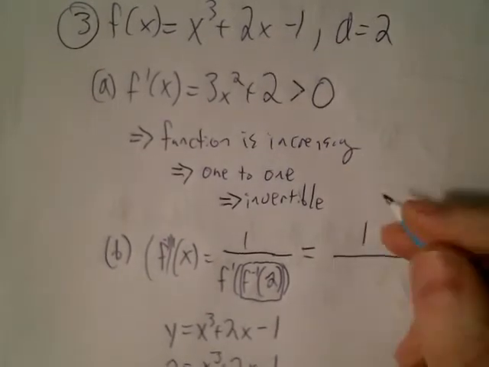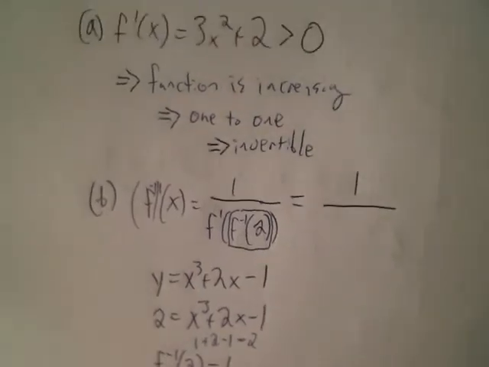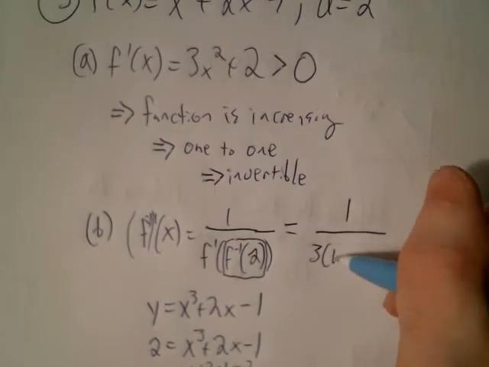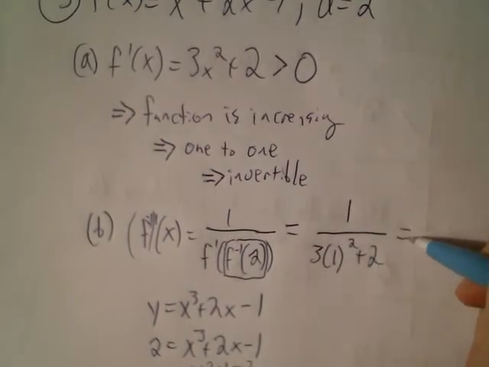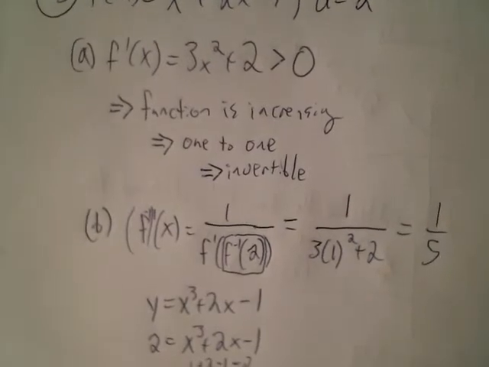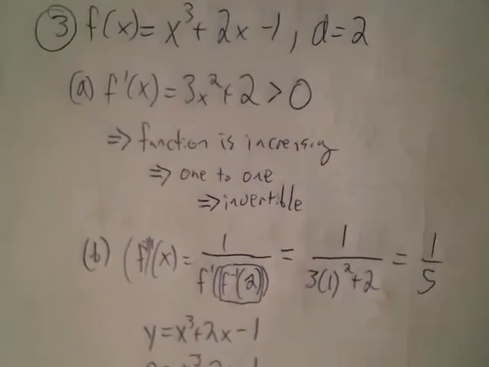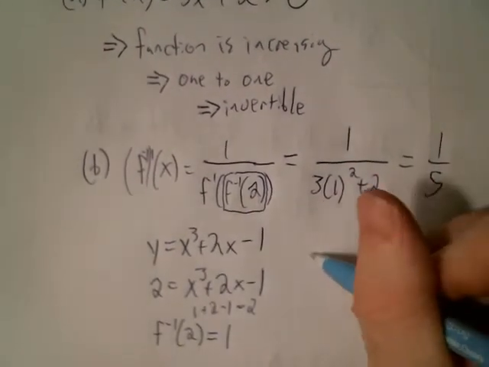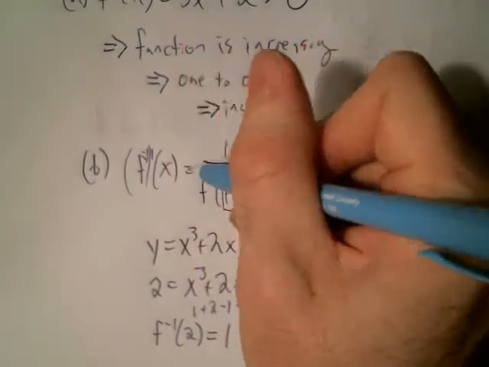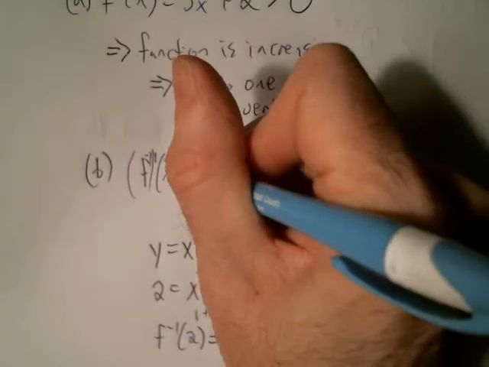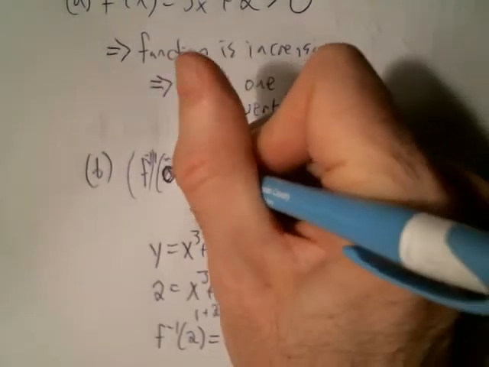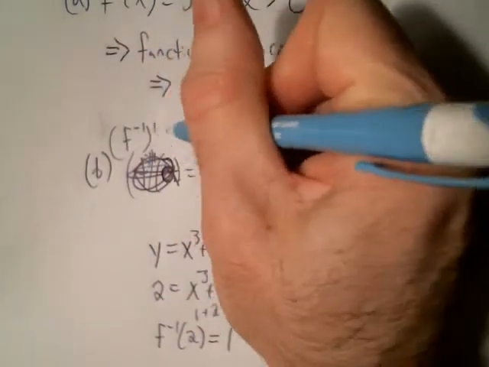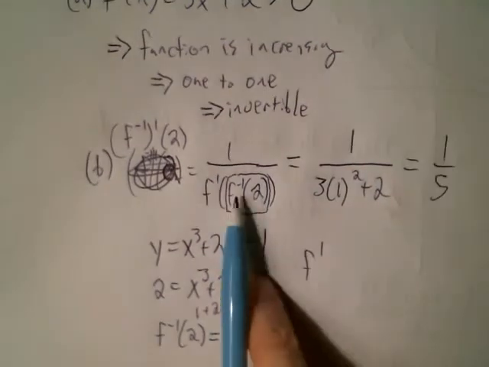It's 1 all over f inverse of 2 plugged into f prime. Okay, so it'd be 3 times 1 squared plus 2, which is 1 all over 5. Okay. Note that I shouldn't have written f inverse prime of x. I should write f inverse prime of 2, right? This is probably hard to read. So what is this thing? It's f inverse prime of 2 is equal to this thing.